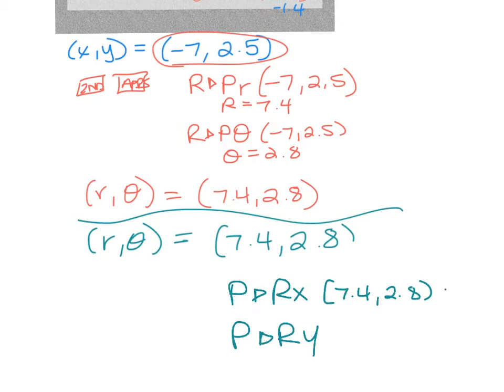And I get negative 6.97, which is the same thing as negative 7 when rounded. And do it again. Polar to rectangular. 7.4, comma 2.8. And I get 2.5.